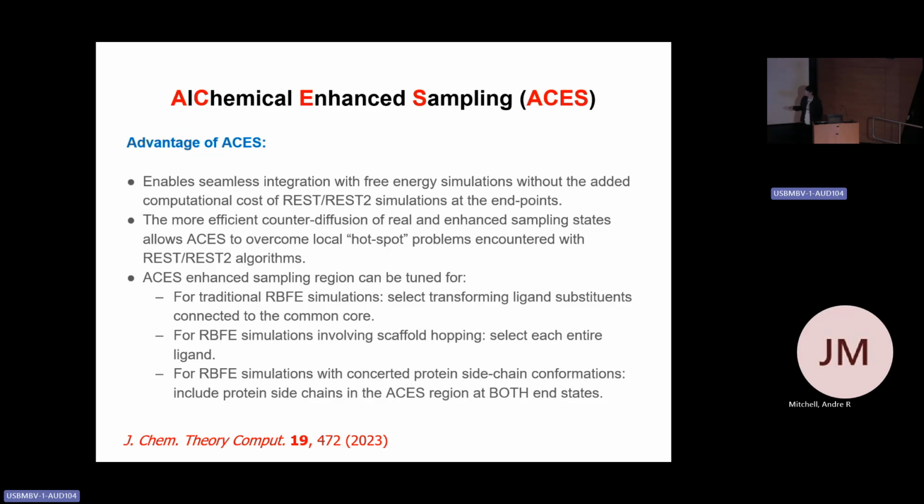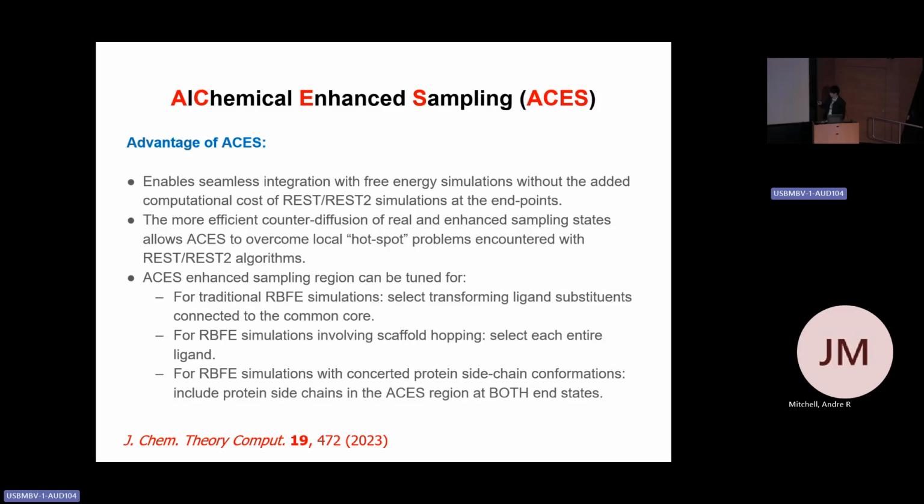And if you want to run the ABFE calculation, that would be even easier. You just select the whole ligand into the dummy state, into the soft core region, sorry. And if you want to sample the protein side chains and the interactions between the ligand and the protein side chains, you can just include the protein side chains in the ACES region at both end states.